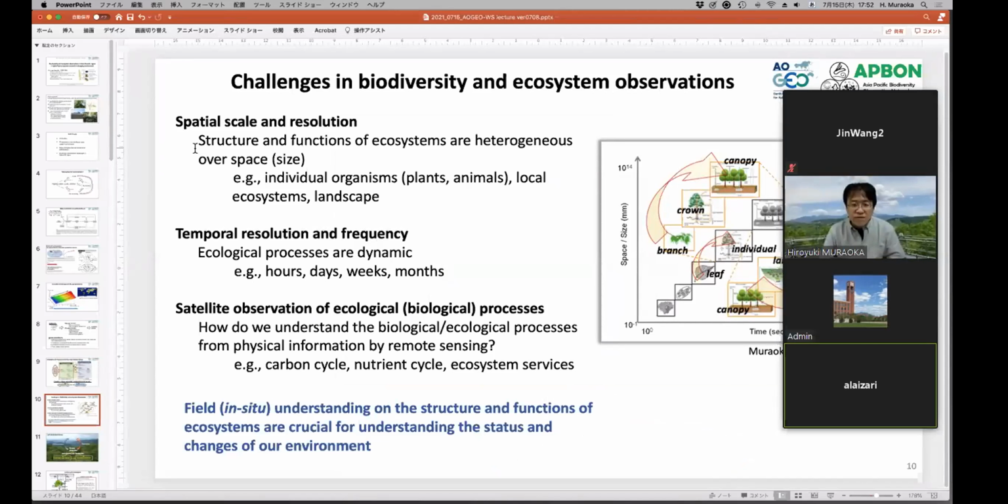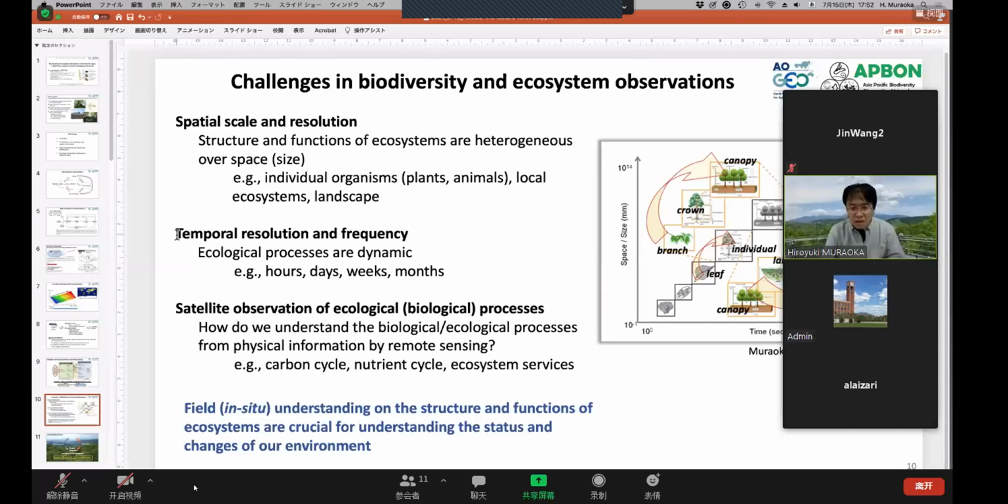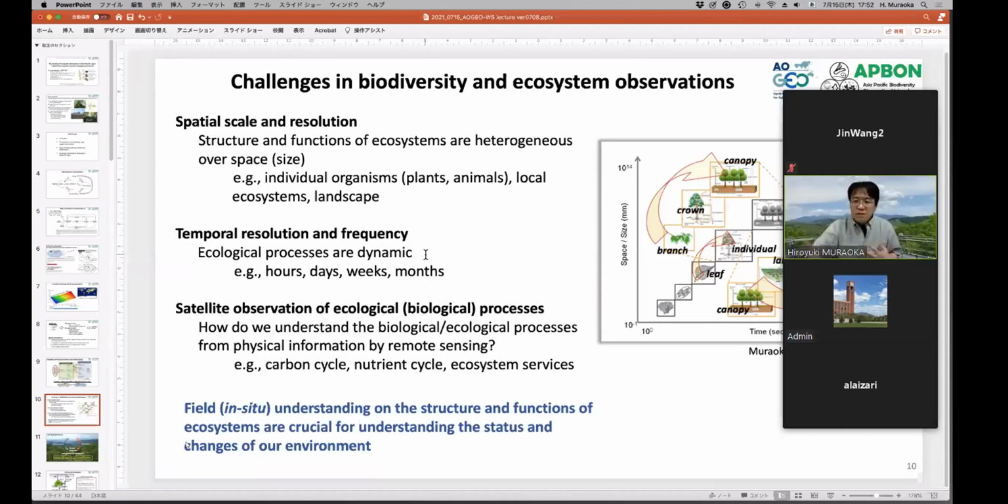For example, structure and functions of ecosystems are heterogeneous over space. And number 2, we have to consider the temporal resolution and frequency of the observations. Because ecological processes are very dynamic, ranging from seconds, minutes, hours, days, weeks, months, or years. And depending on the biological phenomena, you have different resolutions of these temporal changes.